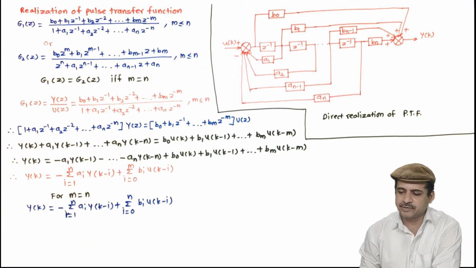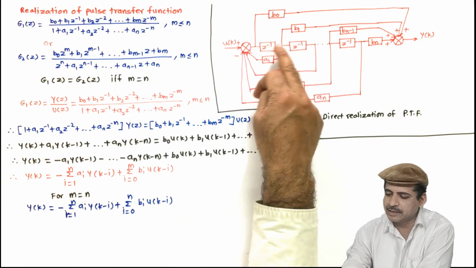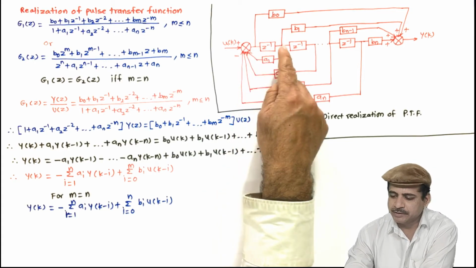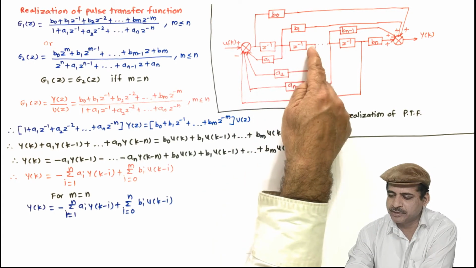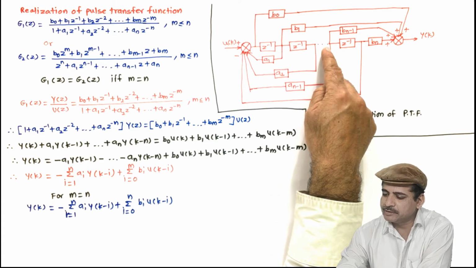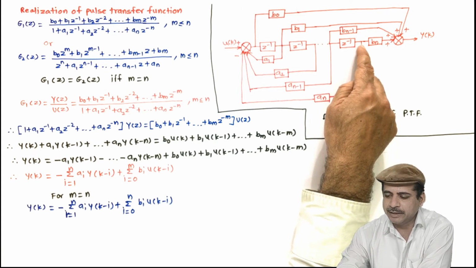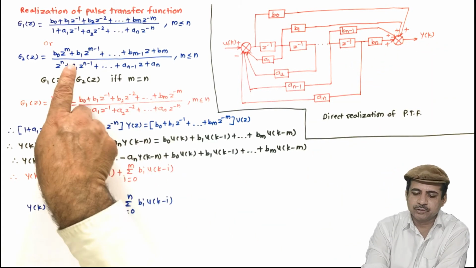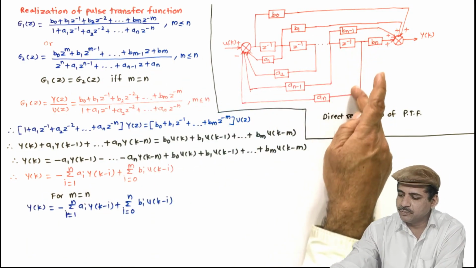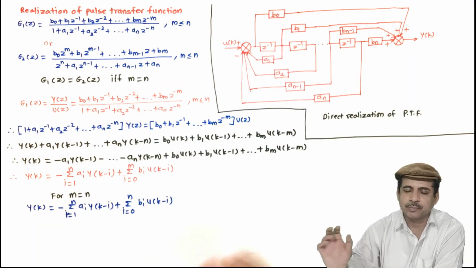So here in this case, while realizing the numerator, let these be the n z raised to minus 1 blocks. So let this be z raised to n, this will be z raised to n minus 1, this will be z raised to n minus 2, and so on. This will be z, and this will be z raised to 0, that is constant. And what we need to do is realize the denominator in the backward or feedback path and the numerator in the forward path.